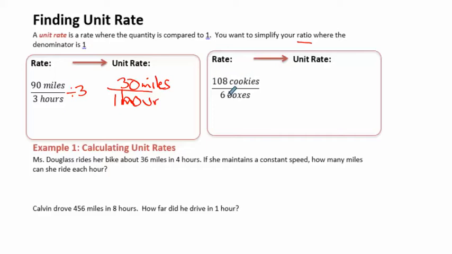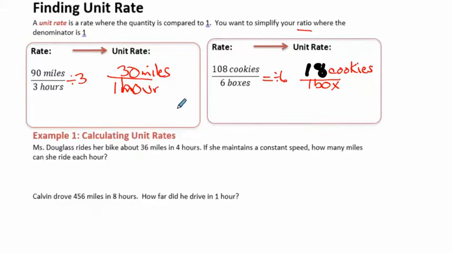All right, let's look at this one. 108 cookies in 6 boxes, but I want to know how many cookies are in 1 box, because that would be a unit rate because my denominator would be out of 1. It's comparing it to 1, okay? So again, I can look at it two ways. I can divide 108 divided by 6, and I would get 18 cookies. Or I can think of it as a fraction and divide both of them by 6. Either one works, okay?